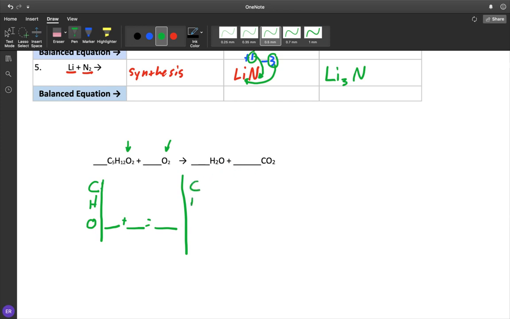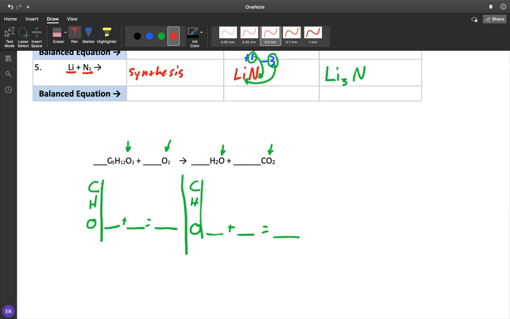I have C, I have H, and I have O. And then O, again, I find it in two different compounds. So I'm going to spread that out. Blank plus blank equals total. All right, now I'm going to go ahead and start counting.